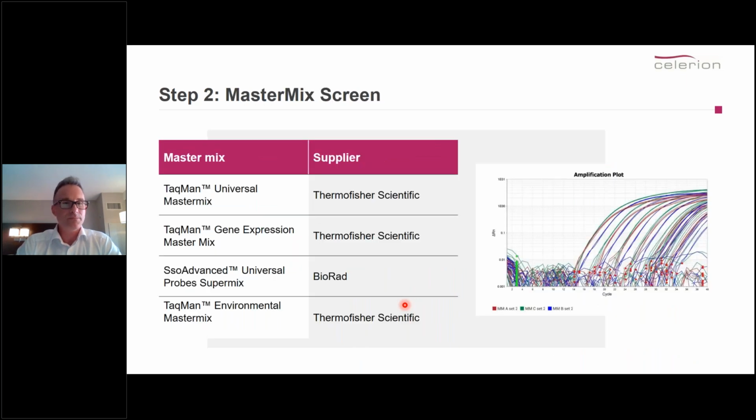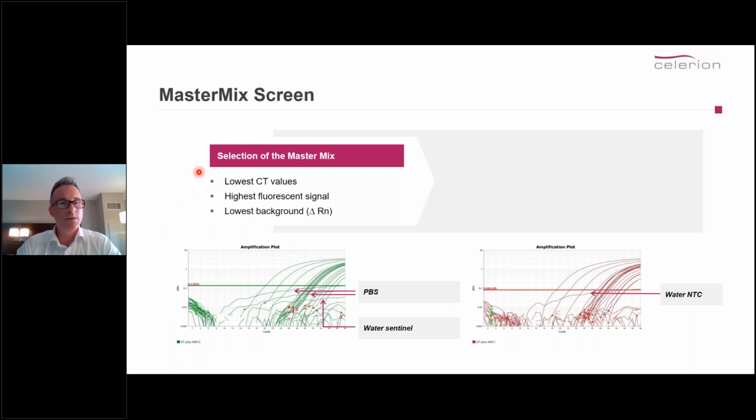lab. The second aspect, so once you've got all your primers and probes received, you need to screen for the most suitable master mix that you have available. In our project, we chose 4 master mixes to screen against all the primers and probes. What we really look out for here is the lowest CT values, the highest fluorescent signal, and then also the lowest background available with any of the standards or the blanks.